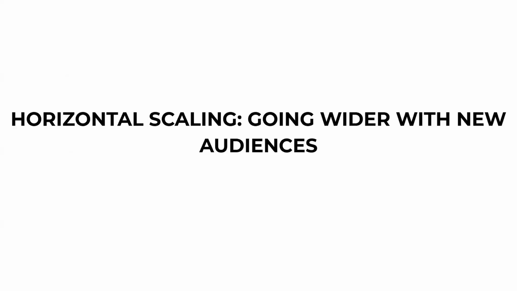Now let's talk about horizontal scaling, which is the second type of scaling. It simply means going wider with new audiences. At this point, we're no longer talking about increasing budget. Our goal is to go wider to reach new audiences. Vertical scaling is different because we are increasing the budget of an already existing campaign that is already working very well. With horizontal scaling, we are not going to touch a campaign that is working. We're going to leave that campaign to keep working. However, we are going to be creating a similar campaign.